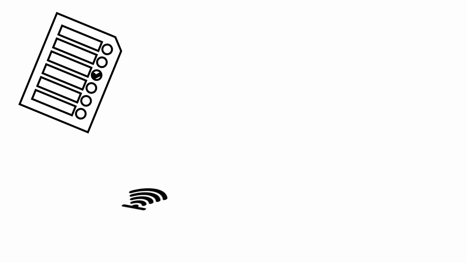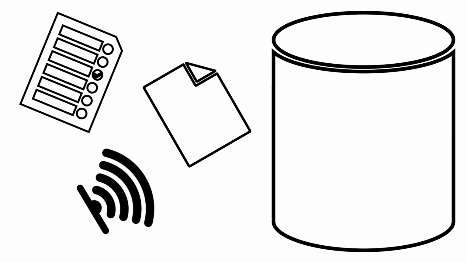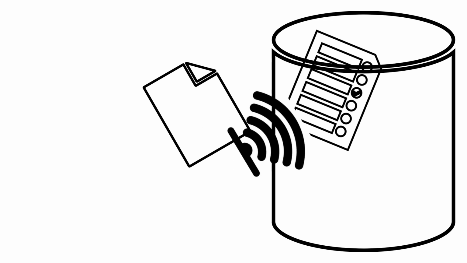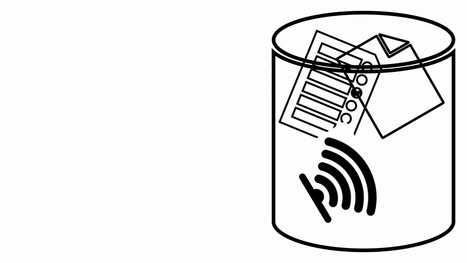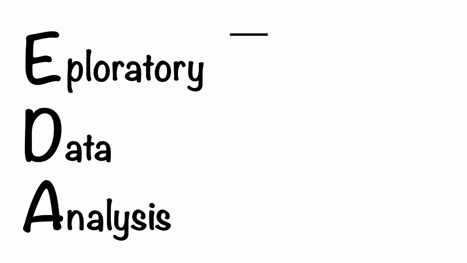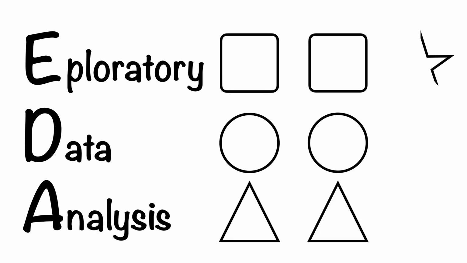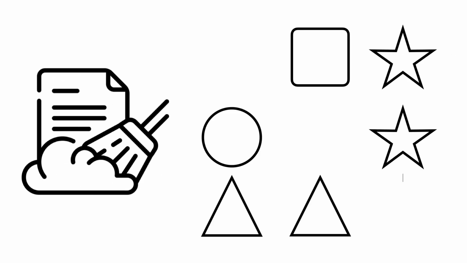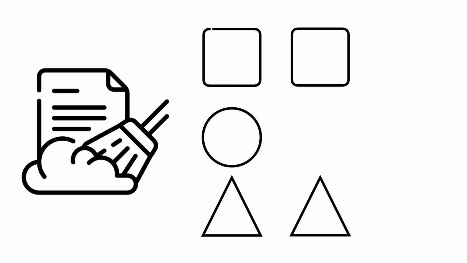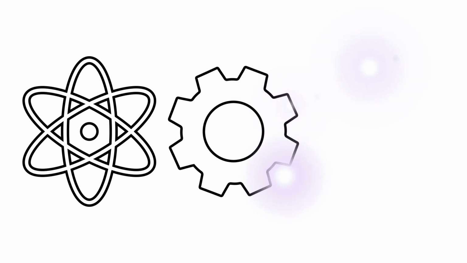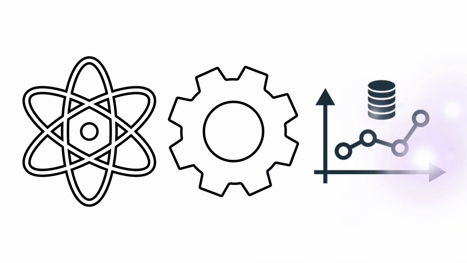Data has a life cycle. Wait, data's alive? Maybe. Who knows? First, we collect data from surveys, sensors, or even dusty old files. Then we store it. Hopefully not back in the basement. Next comes EDA. That's short for exploratory data analysis. Basically, we look for obvious patterns or weird stuff. Then we clean the data by fixing errors or filling in gaps. After that, we pick a model, train it with the data, and finally use it to make predictions on the new data.